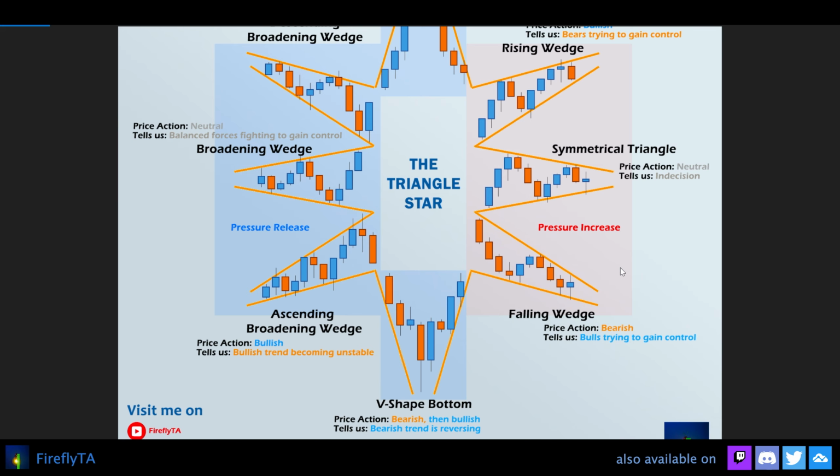And this tells us that bulls are trying to gain control. They are defending this area very well. This is why a falling wedge is often considered a bullish structure with higher chances to break to the upside. It makes sense because bulls are getting stronger, bears are getting weaker, but bears are still the stronger force in this structure. So what we have to look for is what is happening here.